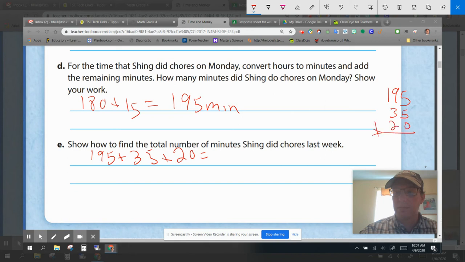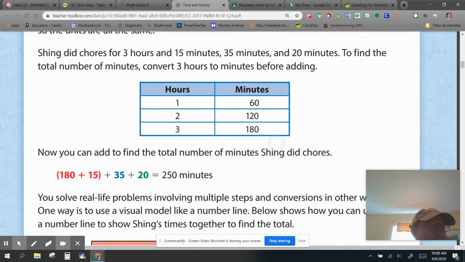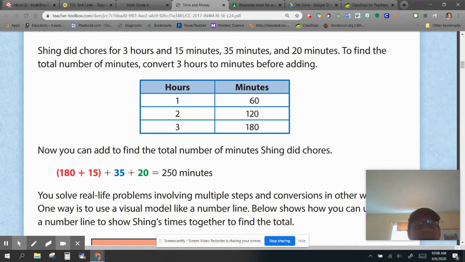5 plus 5, 10. Carry that 1. 1 plus 9 is 10. 10 plus 3, 13. Plus 2, 15. 250 minutes of chores last week. Now, if we go on to the next page, it shows you how to convert 1 hour to 2 hours, 3 hours worth of minutes.